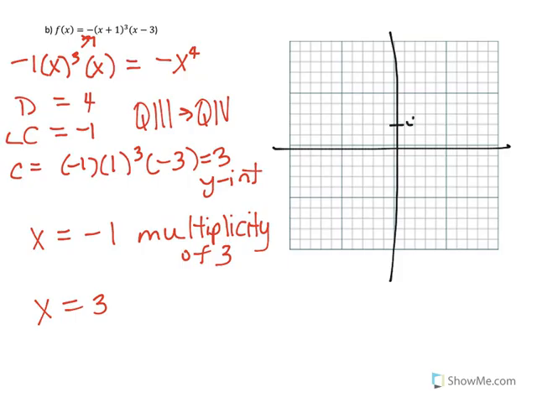Same as before. 4, 8, 12, 16, 20, negative 4, negative 8. That doesn't even look like a 4. Negative 12, negative 16, negative 20. And let's go every 2 lines is worth 1 this time. And that's only because I see that one intercepts at 3.